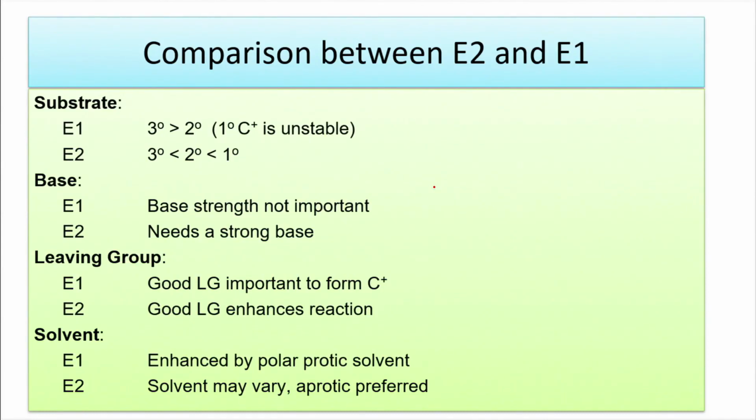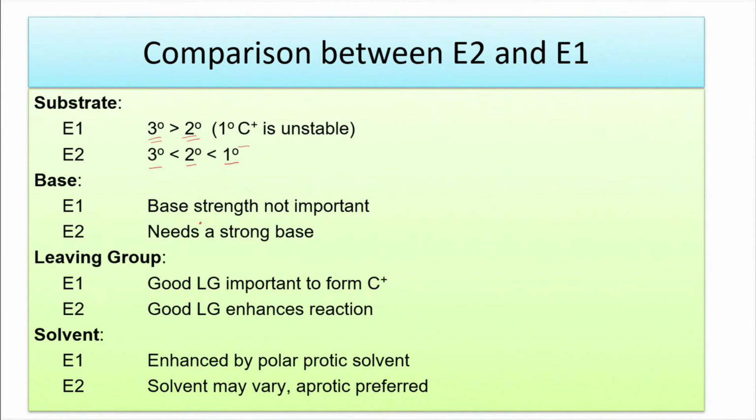Let us do a comparison between E1 and E2 mechanisms. We know E1 is basically a carbocation mechanism, so tertiary reacts faster than secondary, and the primary carbocations are highly unstable. So generally they don't undergo a reaction by E1 mechanism. In the case of E2, tertiary reacts slower because the approach of the base is going to be very difficult in the case of tertiary derivatives. So that's the reason tertiary reacts slower compared to secondary compared to primary.